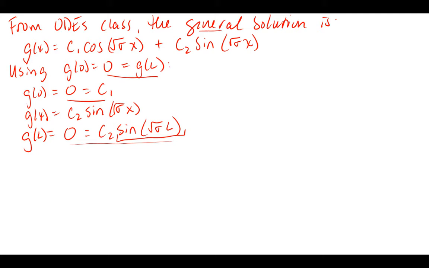So how do I make this true? We're going to choose, because I don't want to just clear out my solution by making C2 0. We're going to say this will be true, provided that this piece is 0. Sorry, I'm having trouble writing square roots.